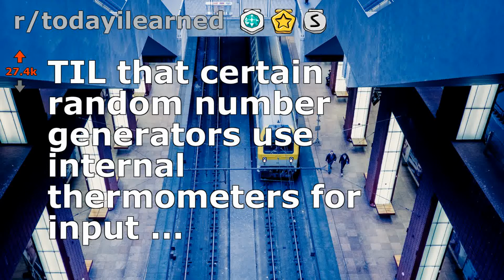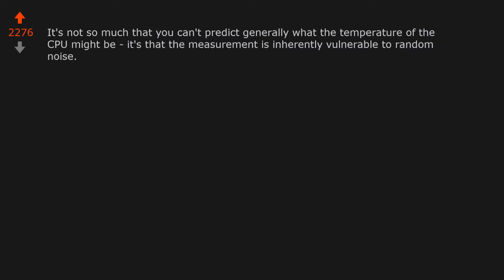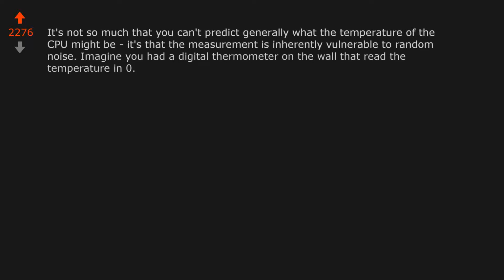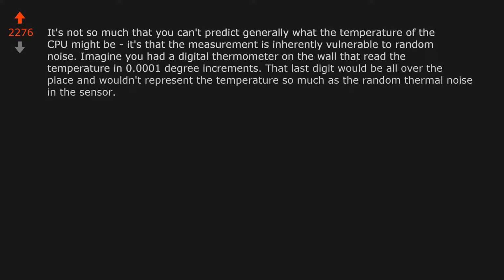TIL that certain random number generators use internal thermometers for input, as the small fluctuations in CPU temperatures are extremely unpredictable. It's not so much that you can't predict generally what the temperature of the CPU might be, it's that the measurement is inherently vulnerable to random noise. Imagine you had a digital thermometer on the wall that read the temperature in 0.0001 degree increments. That last digit would be all over the place and wouldn't represent the temperature so much as the random thermal noise in the sensor.